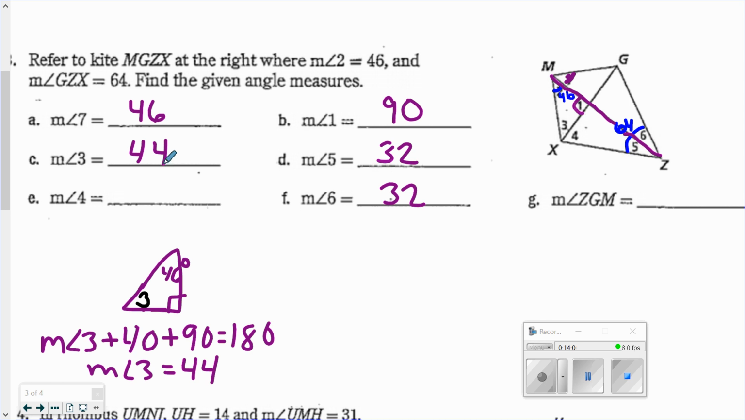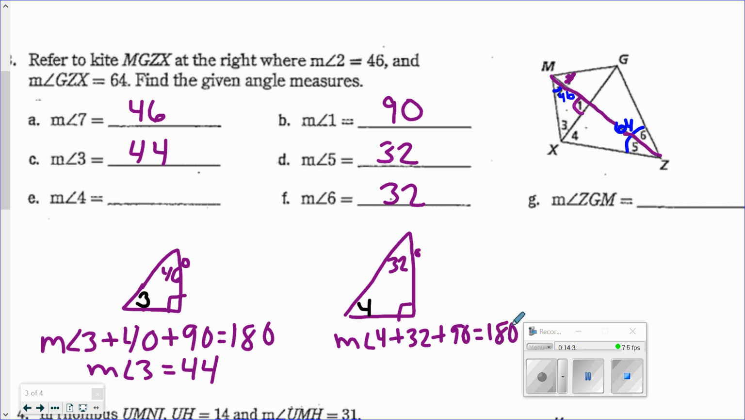I'm going to do the same thing to figure out the measure of angle 4. So here's my right triangle. I know that the measure of angle 5 was 32 degrees. I need to solve for the measure of angle 4. So I know that the measure of angle 4 plus 32 plus 90 is equal to 180, which means that the measure of angle 4 is equal to 58. And 58. And we're done.